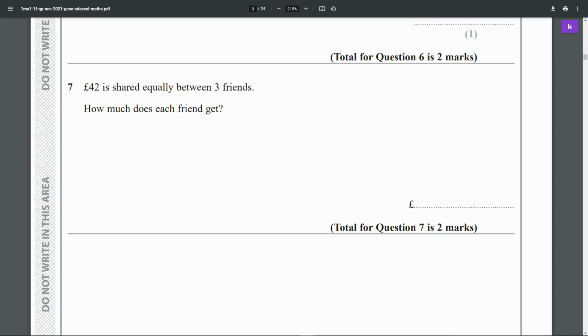Press pause, try this question. When you're done, press play. 42 pounds is shared equally amongst 3 friends. So that's 42 divided by 3. And that comes to 14 pounds. So the answer here would be 14.